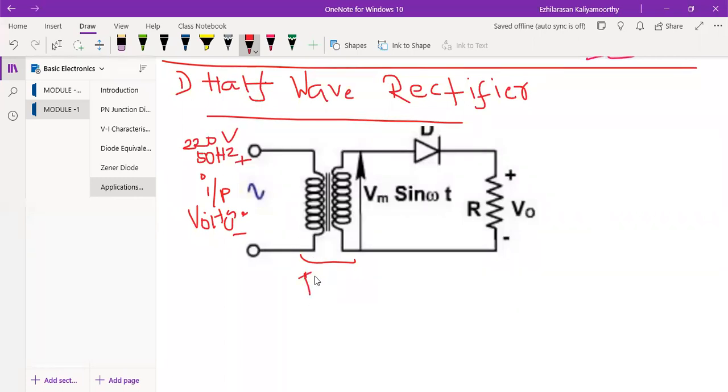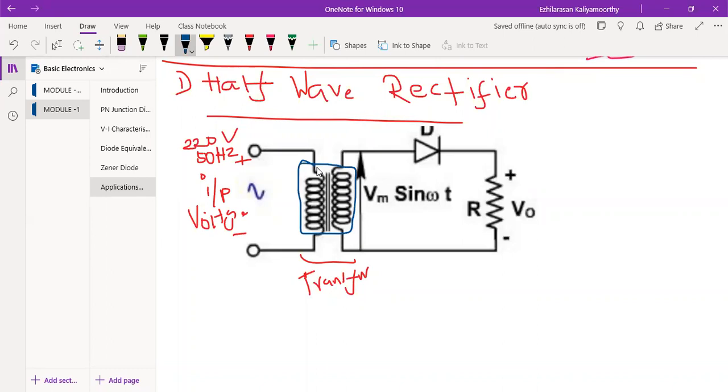So this will be a transformer. Which transformer? It's a center tap transformer, because you see the center tap, we are having a line. So this only indicates the transformer. This one we can call a transformer.